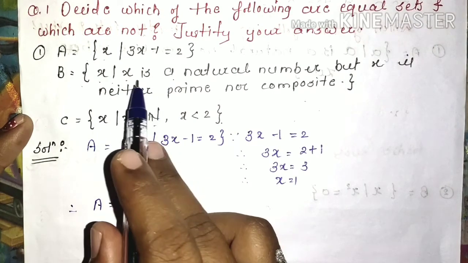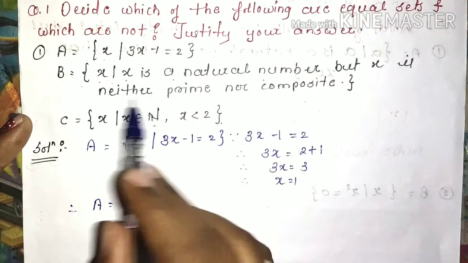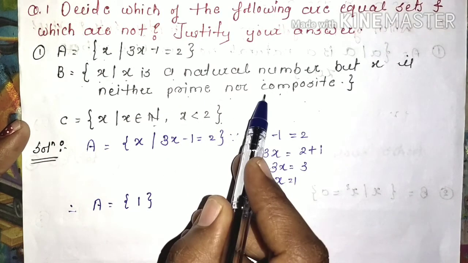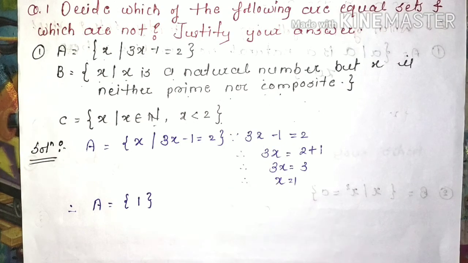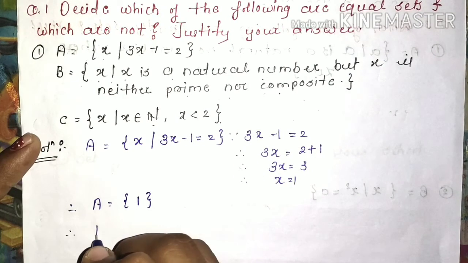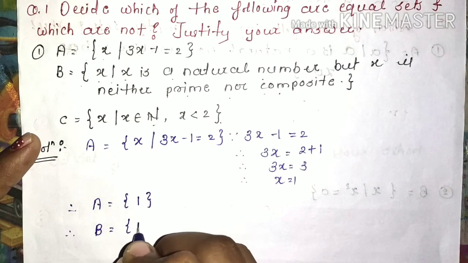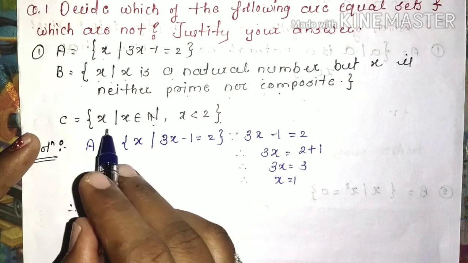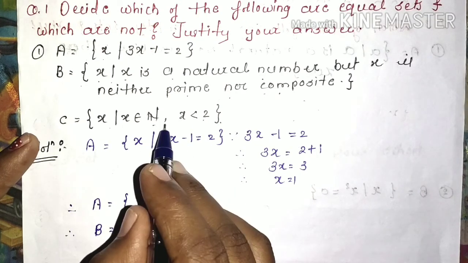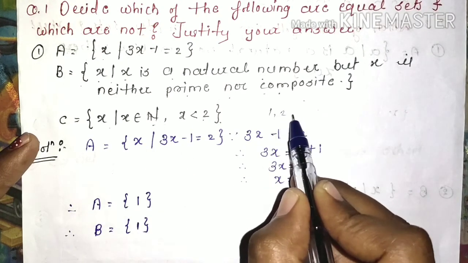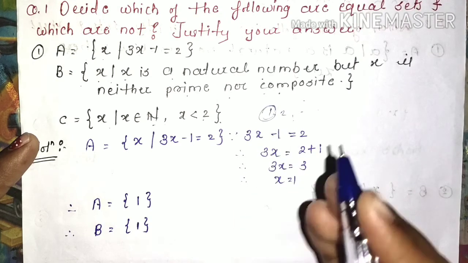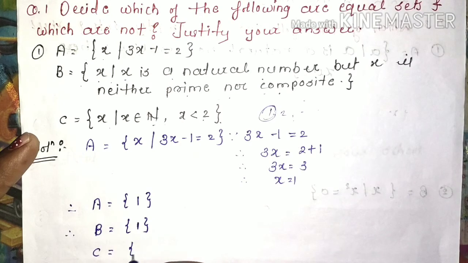Second set we have x is a natural number but x is neither prime nor composite. So which is the number which is neither prime nor composite? 1 is the number which is neither prime nor composite. So hence set B we have only 1. Okay, and in set C, x belongs to natural numbers and x is less than 2. सो नेचुरल नंबर कहाँ से स्टार्ट होते हैं, ऑब्वियसली 1 से स्टार्ट होते हैं. सो हम लोग को लेस देन 2 मतलब यहाँ पे कौन सा एलिमेंट आएगा, सिर्फ 1. So set C we have singleton 1.